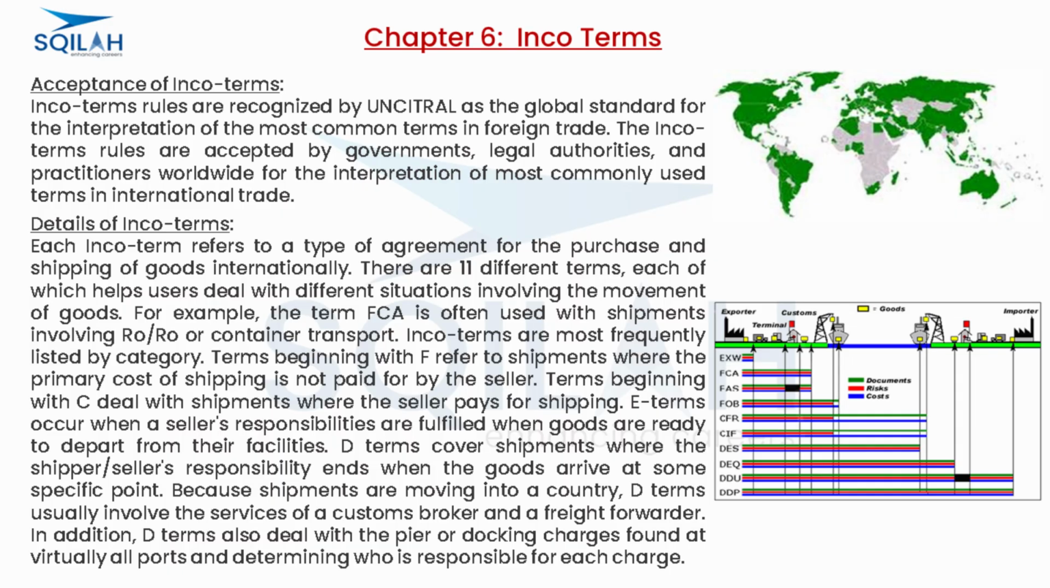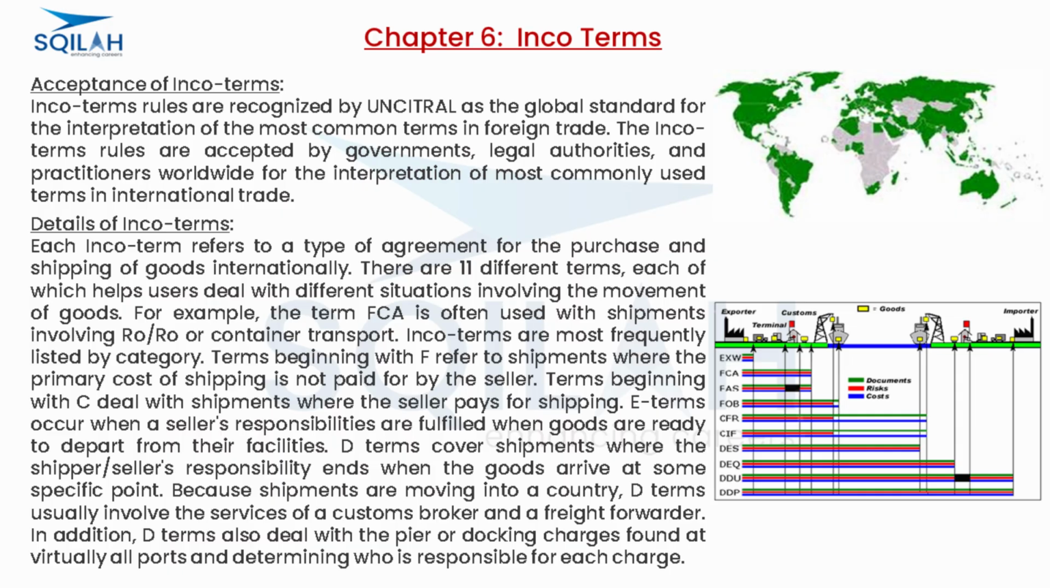Details of Incoterms. Each Incoterm refers to a type of agreement for the purchase and shipping of goods internationally. There are 11 different terms, each of which helps users deal with different situations involving the movement of goods. For example, the term FCA is often used with shipments involving roll-on/roll-off or container transport. Incoterms are most frequently listed by category.